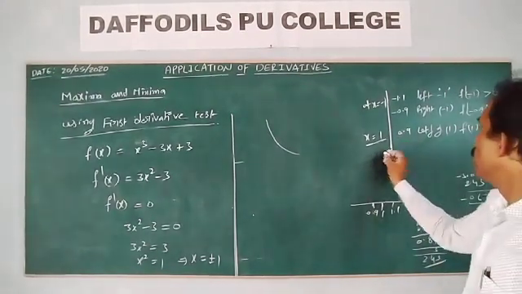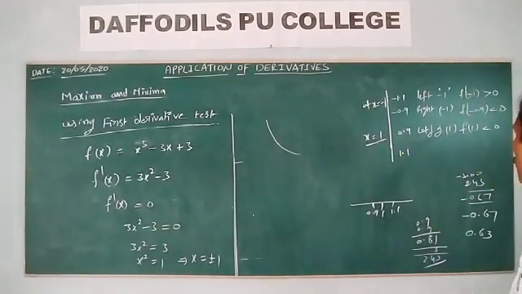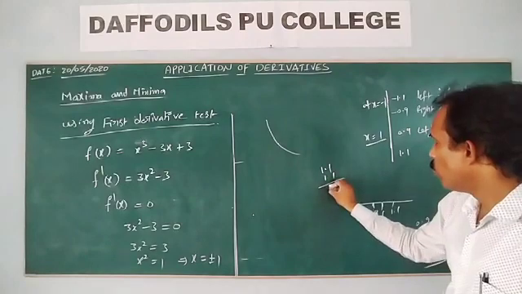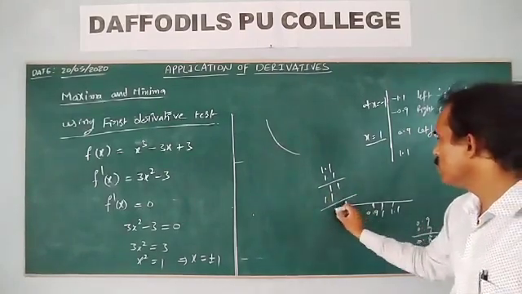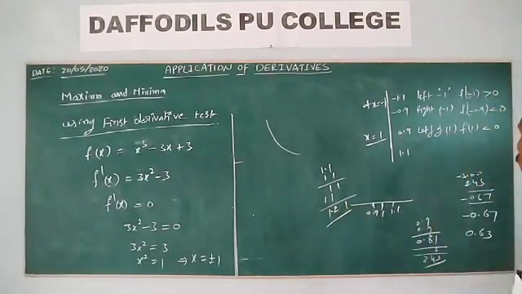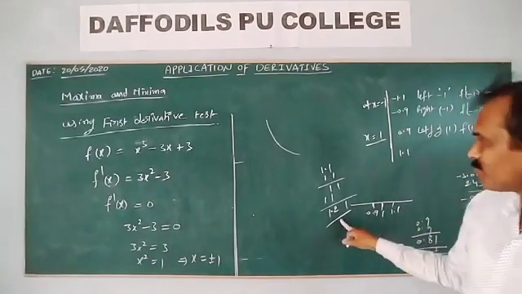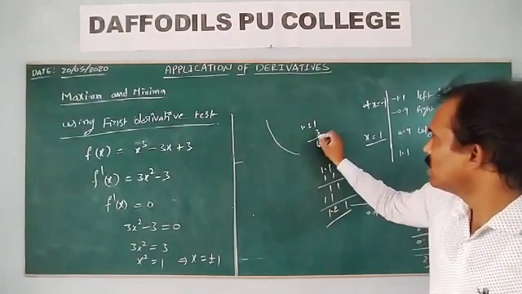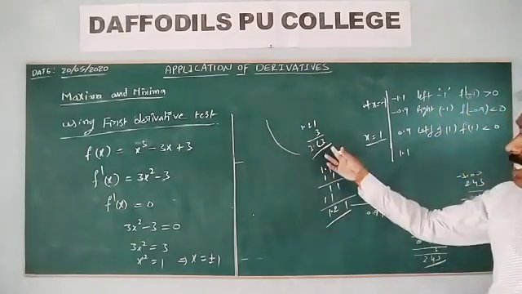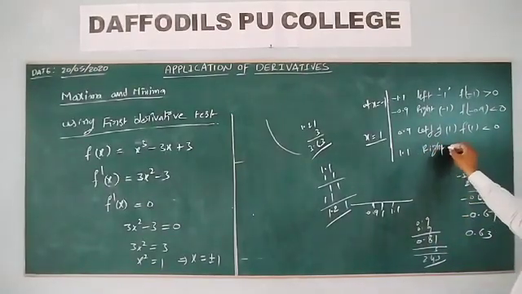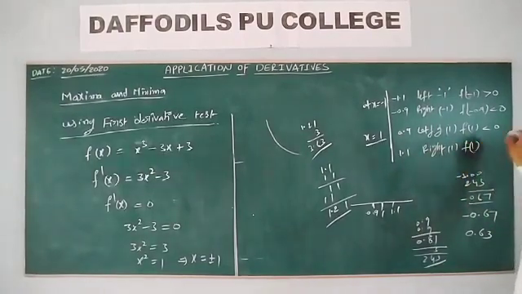Right. 1.1. What is 1.1? Same answer. This is 1.1. 1 ones 1, so 1, 2, 1. 1.21. So multiply 1.21 into 3. 3 ones 3, 3 twos 6, 3 ones 3, 3.63. 3.63 minus 3, so that is positive. Right of 1, so that implies f dash of 1 value is greater than 0.